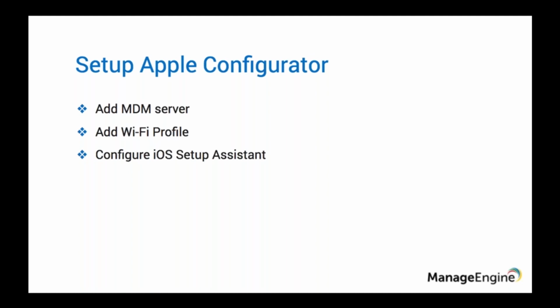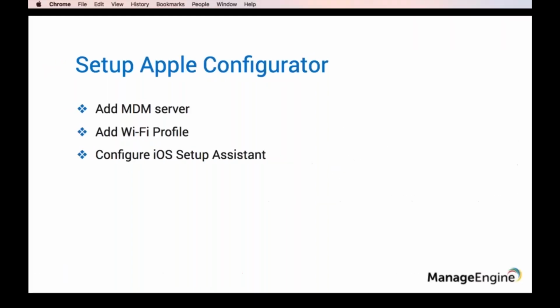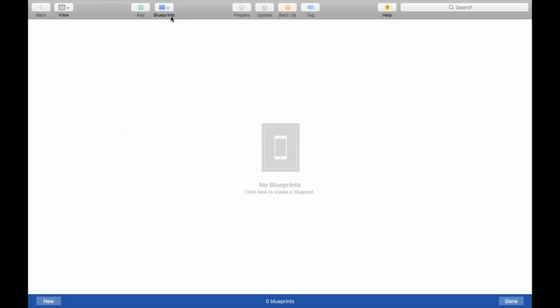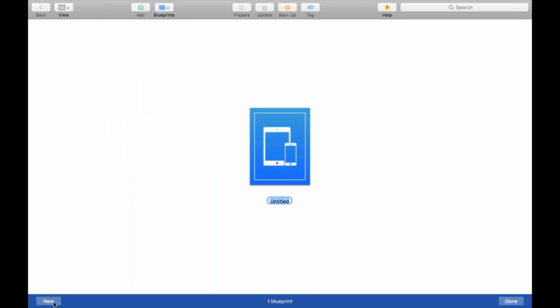Now let me show you how you can create a blueprint using your Apple Configurator. So open Apple Configurator on your Mac, go to the top menu, click on the Blueprints option and select the Edit Blueprints option. Now scroll down and click on New. This will create a new blueprint. Now give a meaningful name to the blueprint and click on Enter.